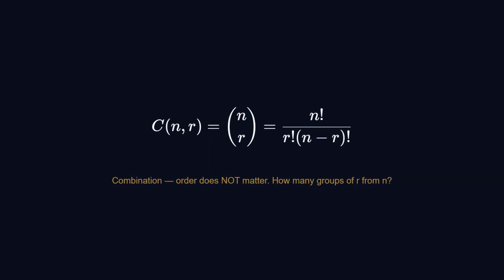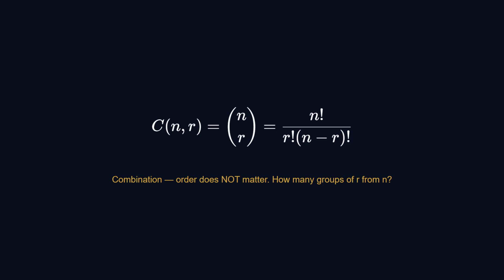When order does not matter, use combinations. The number of ways to choose r items from n items, where order does not matter, is n factorial divided by r factorial times n minus r factorial. This is the permutation formula divided by r factorial, because we are removing the duplicate orderings.